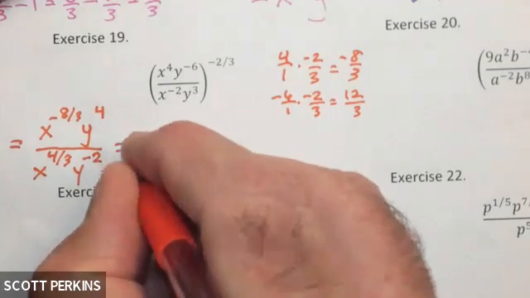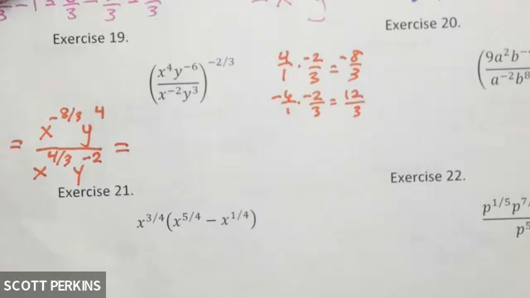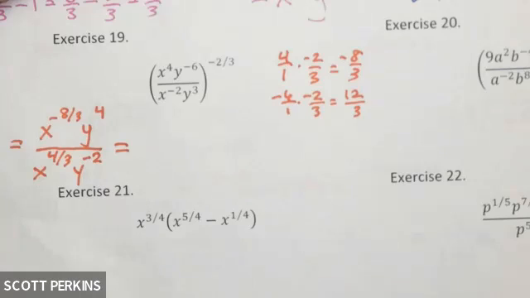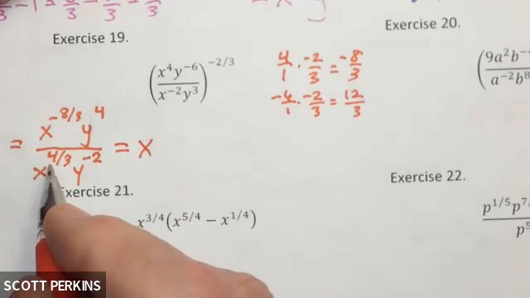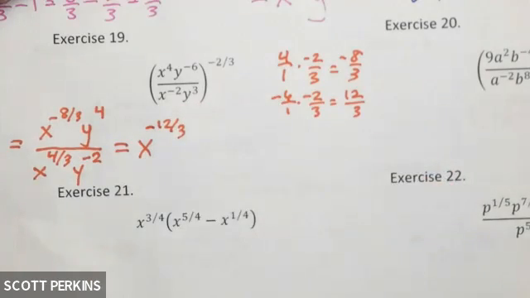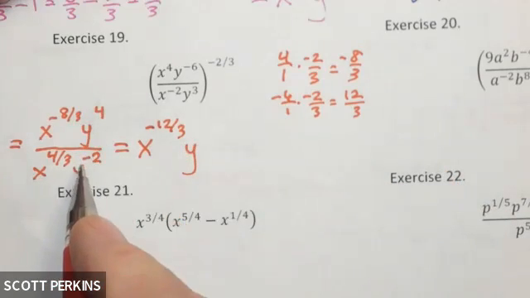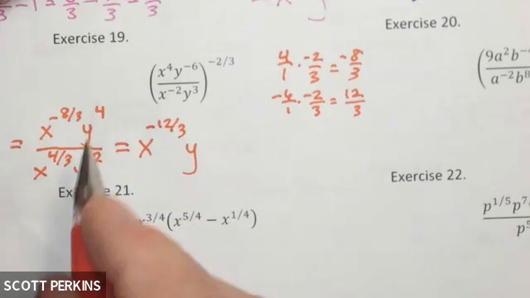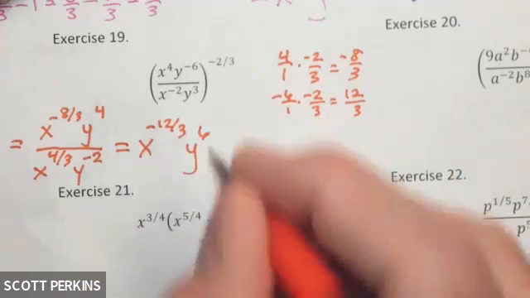And then one more step, I've got to do the quotient rule twice on this problem. So I've got negative 8/3 minus 4/3. They've got a common denominator. I'm not going to write this down. If you need to write it down, that's great. So what I've got is x to the negative 8 minus 4, that is negative 12/3, and we'll reduce that in just a moment. And then I've got y to the 4 minus negative 2. Well, when you subtract the negative, 4 minus negative 2 is 4 plus 2 or 6.